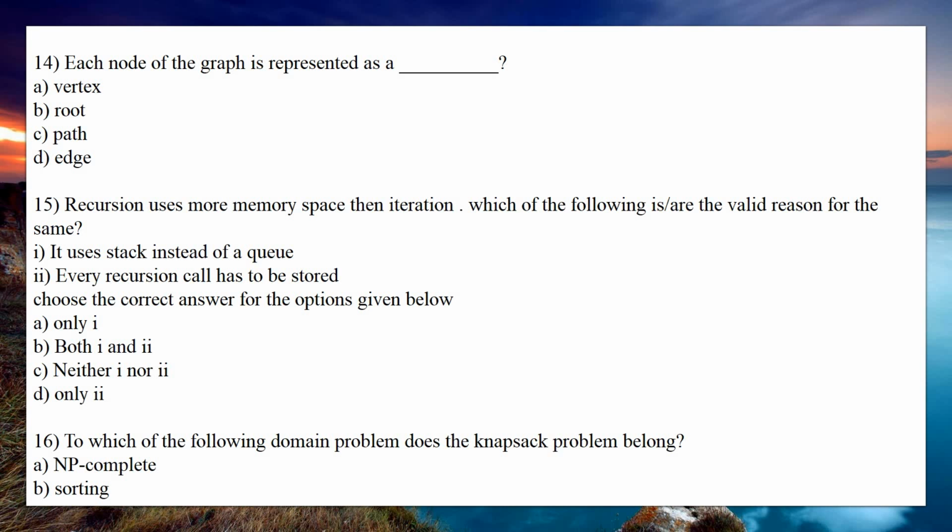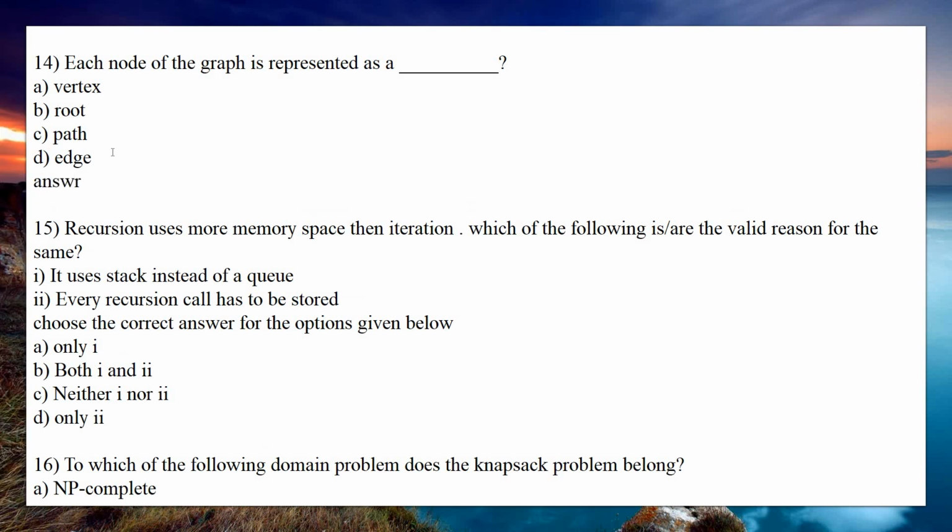So each node of the graph is represented as a what? Every node cannot be the root node in a tree, and it cannot be a path or an edge, because path as well as edge show the directions of the graph. So the remaining option is vertex. The vertex is the node of the graph. So option A, vertex, is the correct answer for this question.